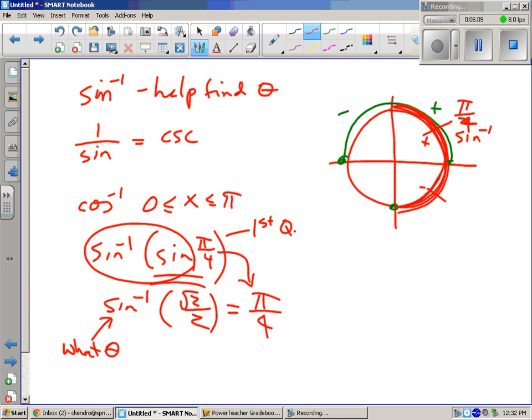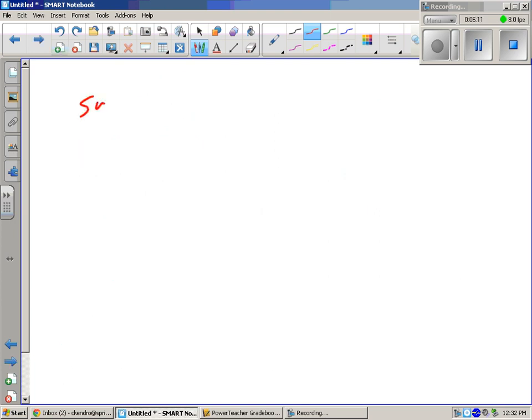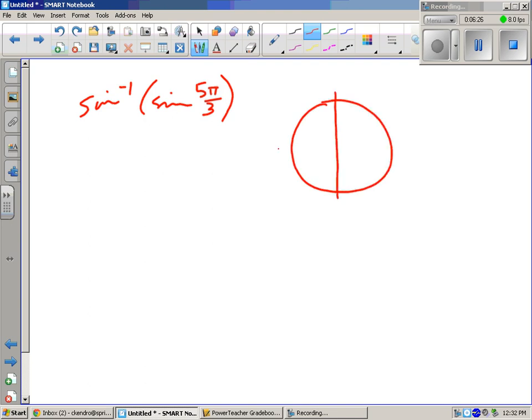Let me try one of those. Let's take the inverse sine of the sine of 5 pi over 3. Okay, the answer is not 5 pi over 3. First of all, that's the dead zone answer. Let's find 5 pi over 3.